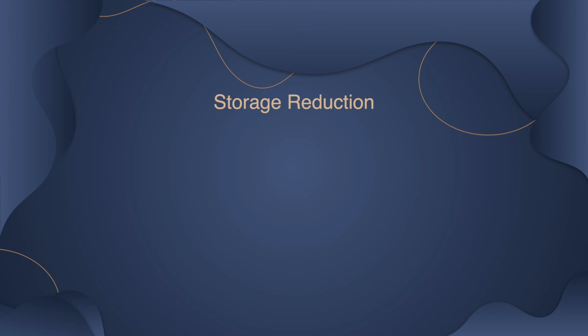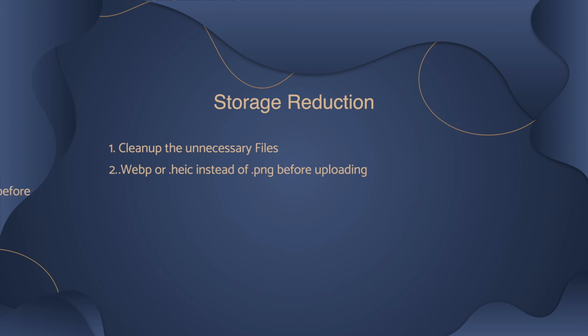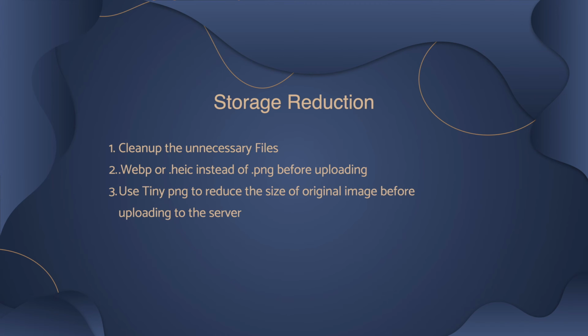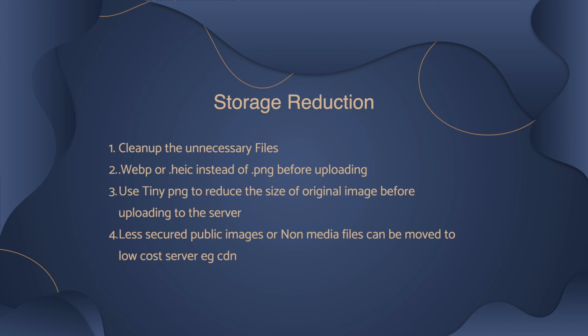Now, less secured public images or non-media files can be moved to low-cost servers or CDN. Small static images can be shipped in the build of the application, like it can be part of APK or IPA files. For example, small icons which will be in bytes or KB. Why unnecessarily put those things in our media server? And if those files are static, it means they will not change on the fly.